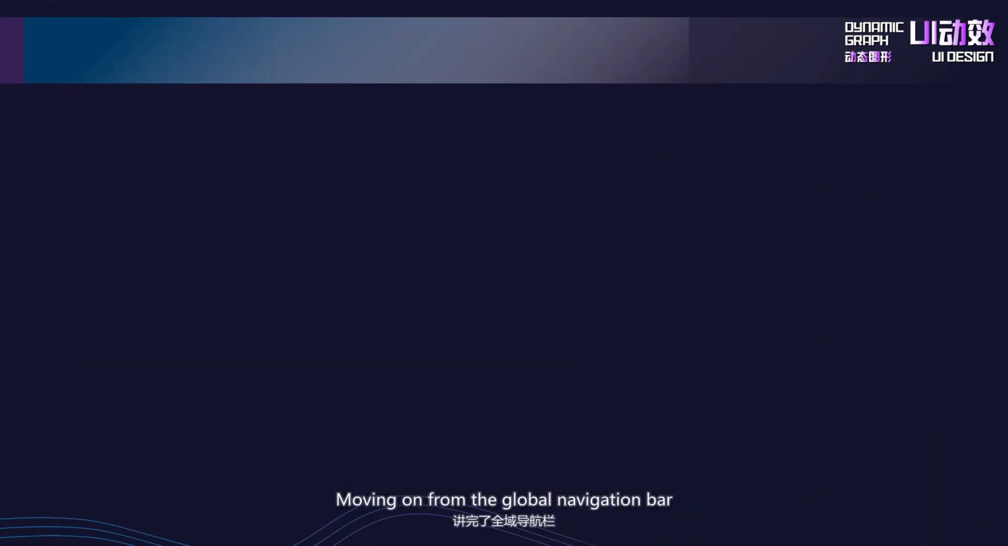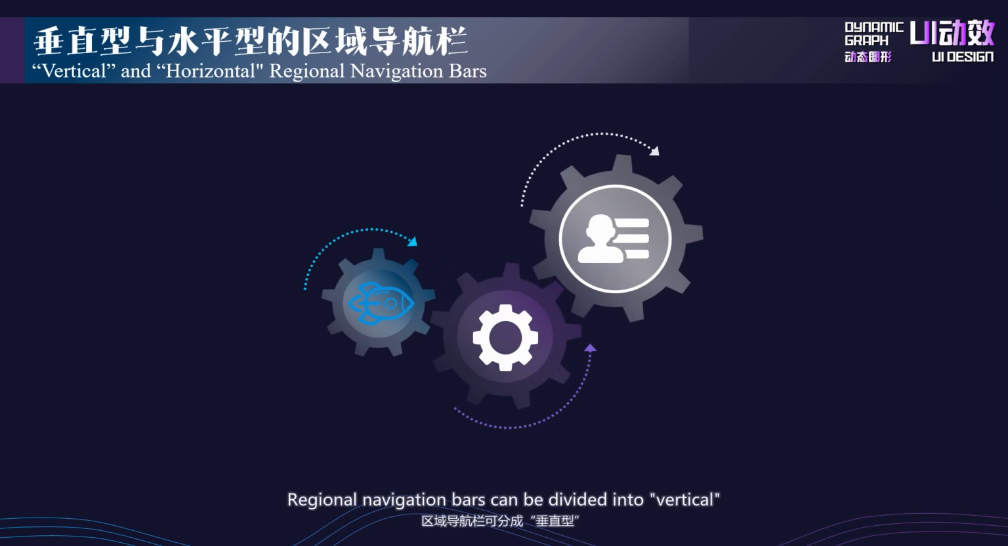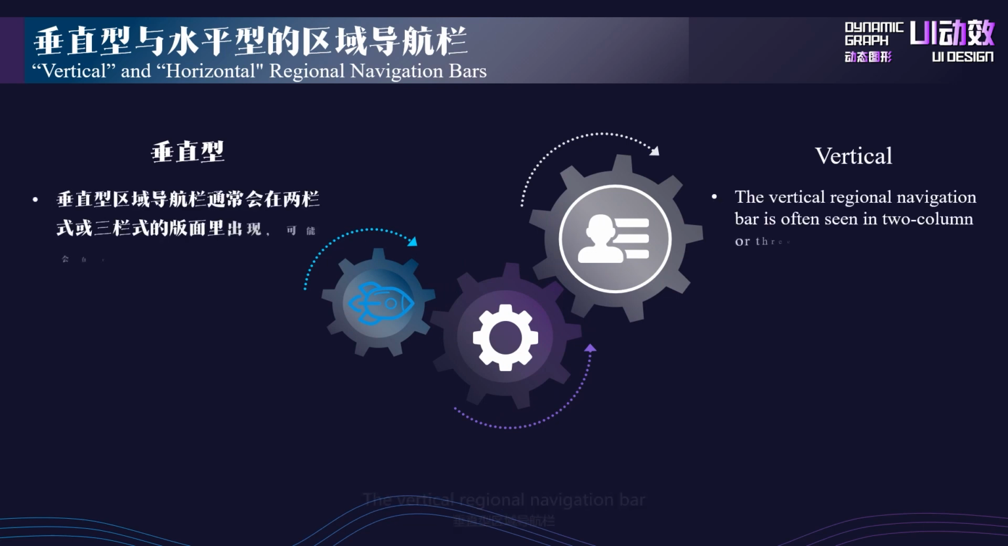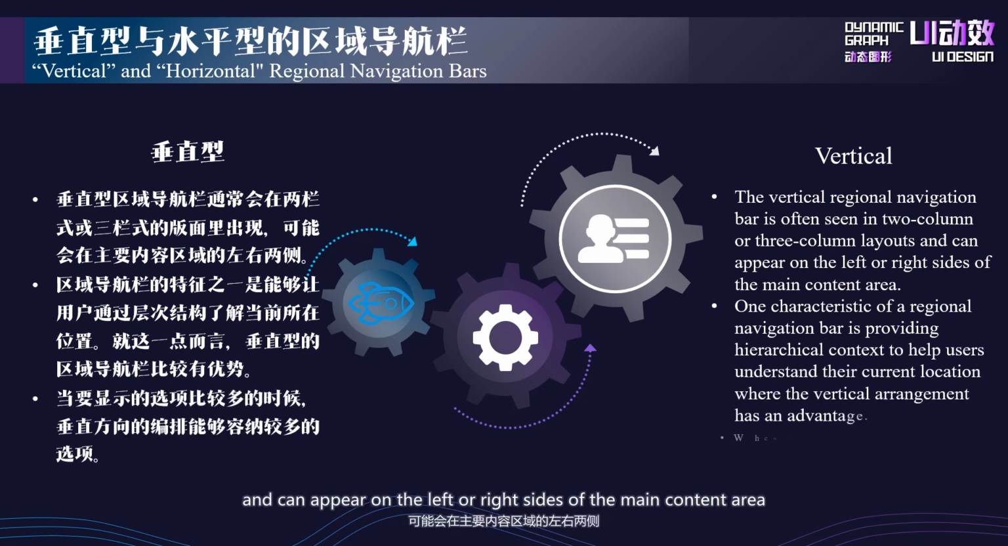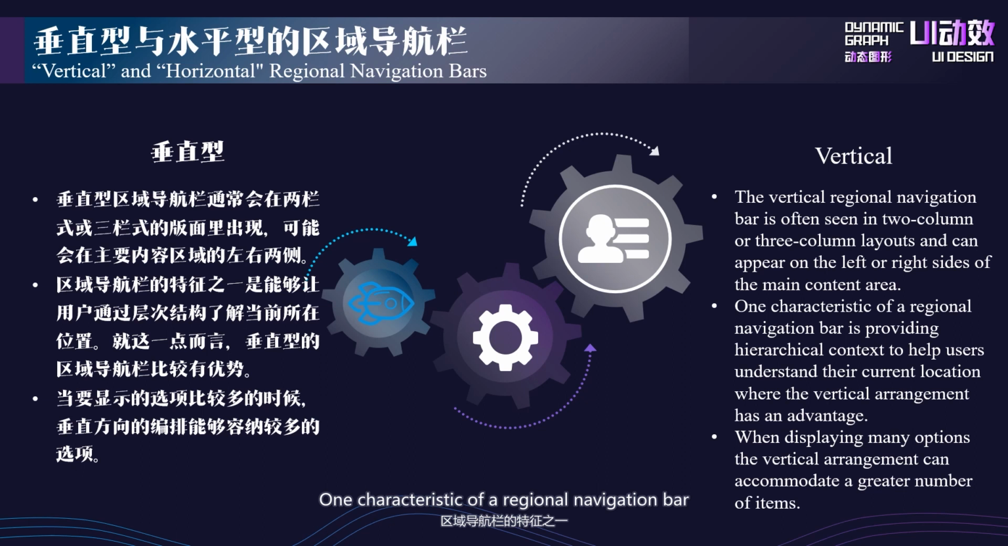Moving on from the global navigation bar, let's discuss regional navigation. Regional navigation bars can be divided into vertical and horizontal types, each with their own advantages and disadvantages. The vertical regional navigation bar is often seen in 2-column or 3-column layouts and can appear on the left or right sides of the main contents area. One characteristic of a regional navigation bar is providing hierarchical context to help users understand their current location, where the vertical arrangement has an advantage. When displaying many options, the vertical arrangement can accommodate a great number of items.